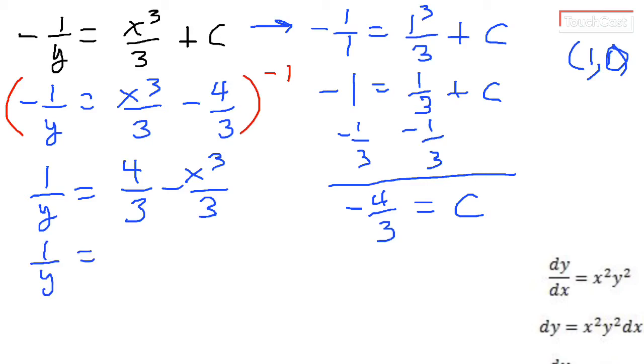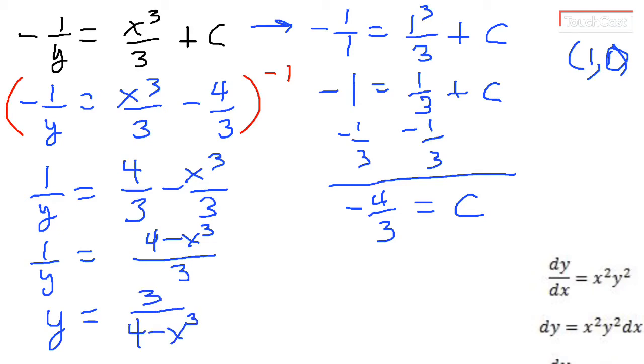I'm going to rewrite this as 1 over y equals 4 minus x cubed over 3. Now I can flip both sides. So that's going to be y equals 3 over 4 minus x cubed. This is my final answer.